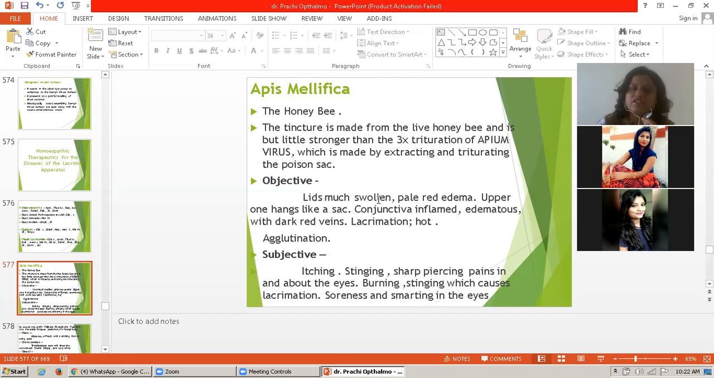The lids are much swollen, pale red, edematous, with the upper one hanging like a sac. The conjunctiva is inflamed, edematous with dark red veins, and there is lacrimation which is hot. Agglutination is also seen in Apis mellifica. Subjectively the patient feels itching, stinging, and sharp piercing pain in and about the eyes with burning, stinging, which causes lacrimation with soreness and smarting in the eyes.